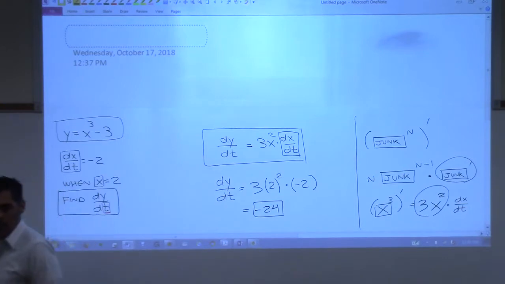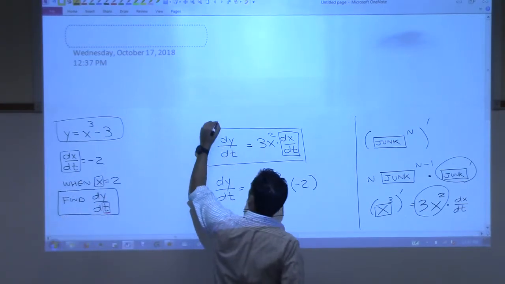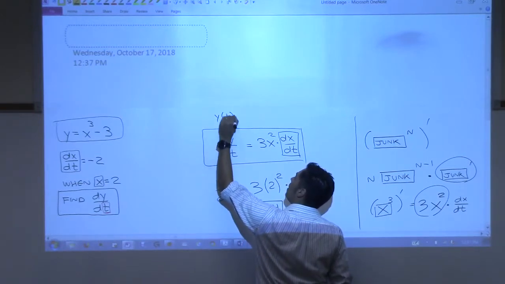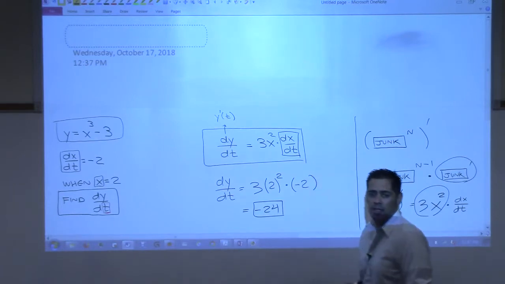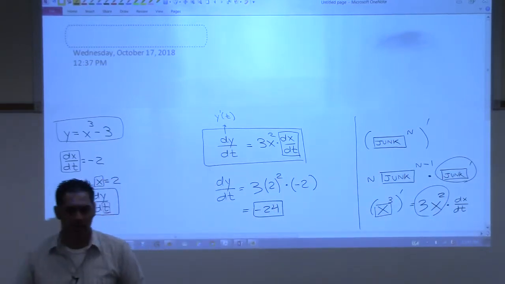Is writing dy/dt the same thing as writing y of t? You're asking, is this the same as writing y of t? Yeah. It would be the same as writing y prime of t. Okay, that's good to know. Yeah. That would be the same notation.